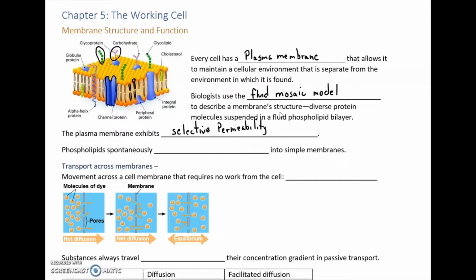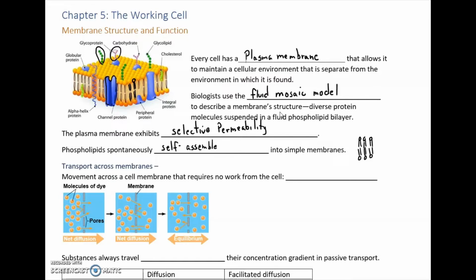Phospholipids will spontaneously self-assemble into simple membranes. And this is important when we start talking about how life began, because one of the first requirements is going to be to have the self separated from what's outside the self. And so the fact that phospholipids will spontaneously form a lipid bilayer like this means that one of the first requirements for the very first stages of life can be met.